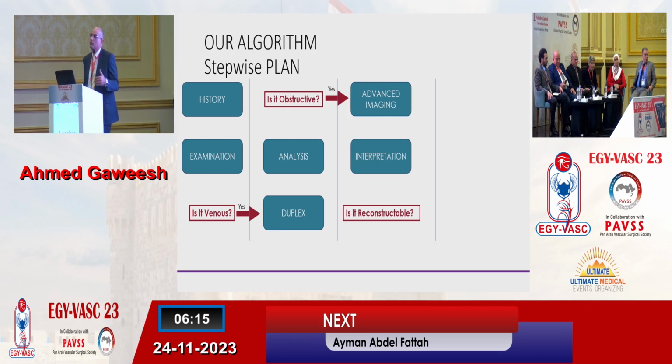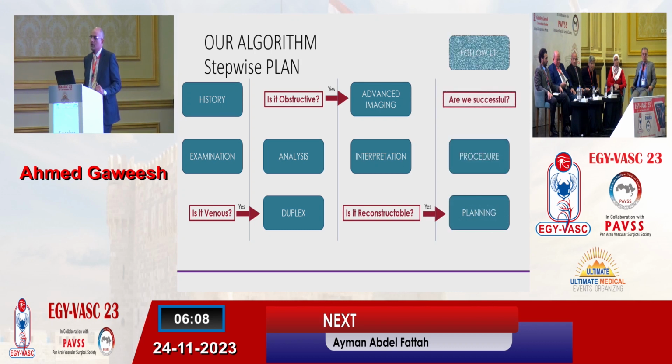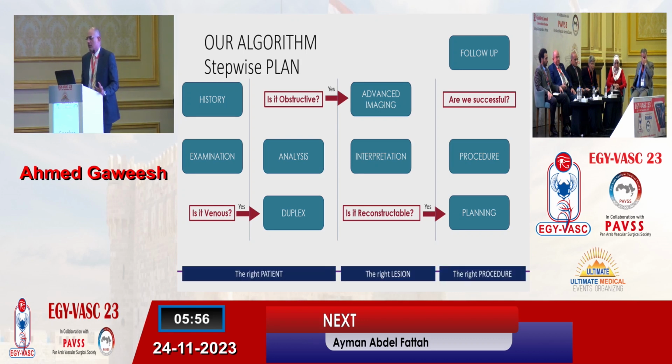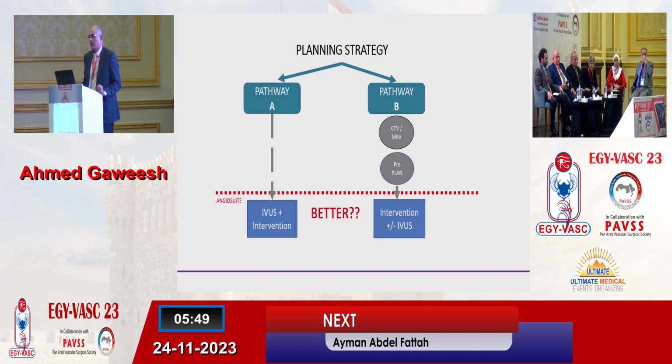In our center, we use direct CT venography in that case, and we interpret the results to find the answer about whether the patient has a reconstructable pathology or not. And then we start planning the procedure, and then we assess our outcome after that. So this is mainly our way of doing things: treating the right patient, choosing the right lesion to treat, and also doing the right procedure. And there are two schools.